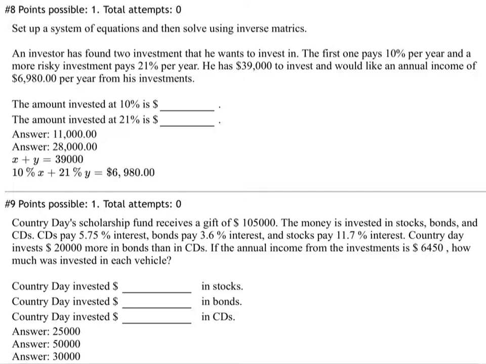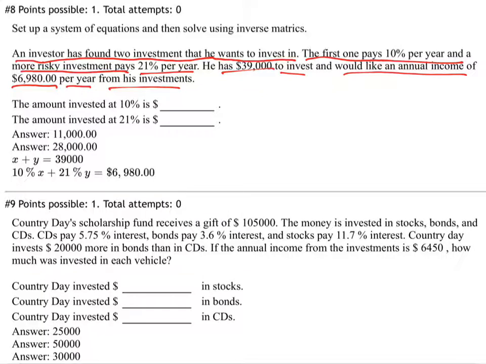Number 8. Okay. An investor has found 2 investments that he wants to invest in. The first one pays 10% per year, and a more risky investment pays 21% per year. He has $39,000 to invest and would like an annual income of $6,980 per year from his investments. So the question is, how much should he invest in each account? We're going to let X be the amount he should invest at 10%, and Y be the amount he should invest at 21%. So we got to figure those out.